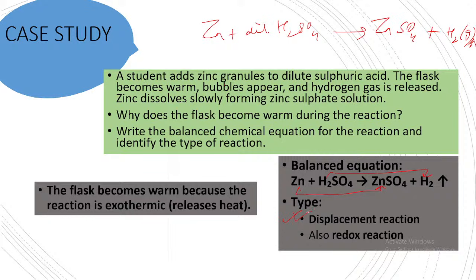Okay, so if you are sure what the other one is, then also write it down. Okay, otherwise if you're not sure, then you go only for displacement reaction. But a chemical equation can have more than one type of reaction. Okay, so here in this case it is also a displacement and also a redox reaction.